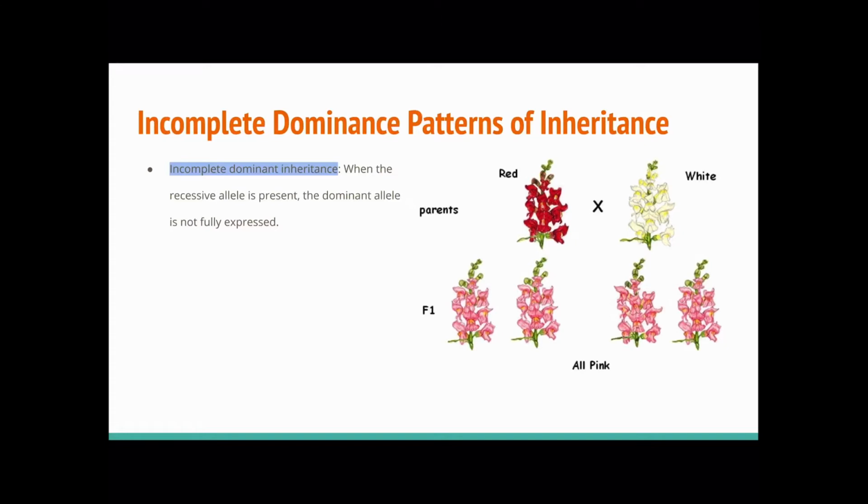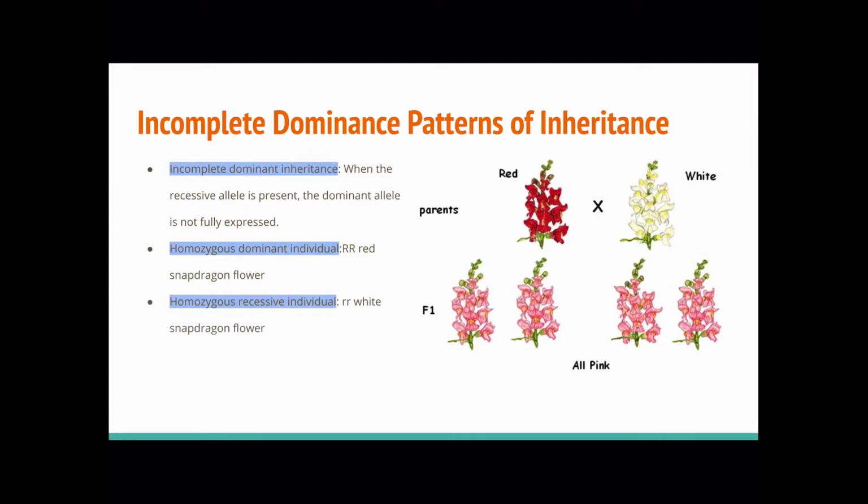This is different compared to Mendelian inheritance, in which only the dominant trait shows up. In the case of incomplete dominance, because of the recessive trait, the dominant red color only shows up partially to provide pink offspring. The homozygous dominant individual in this case is the big R red snapdragon flower. The homozygous recessive individual is the small r white snapdragon flower. And the heterozygous individual is the big R small r pink snapdragon flower.